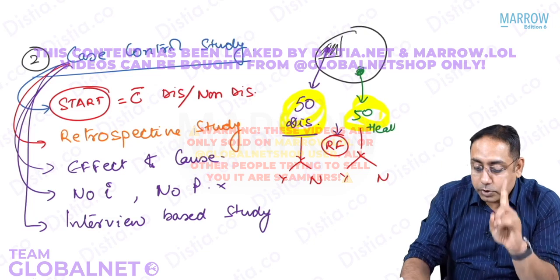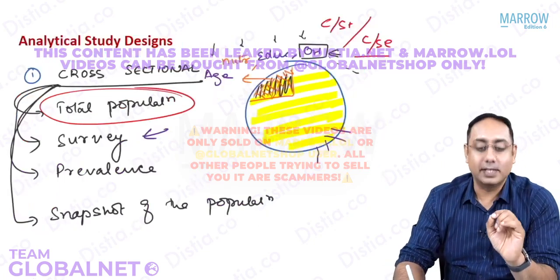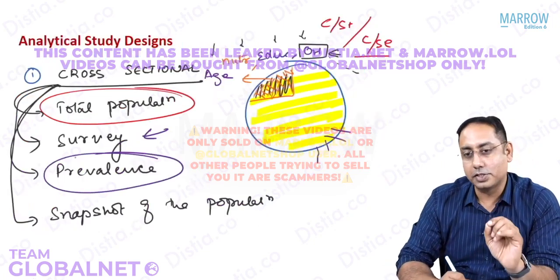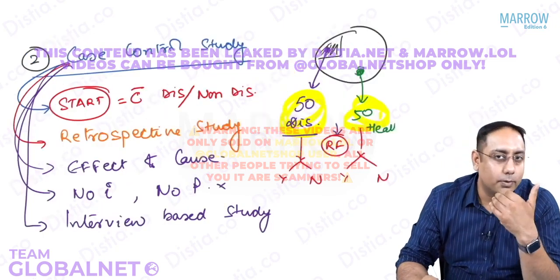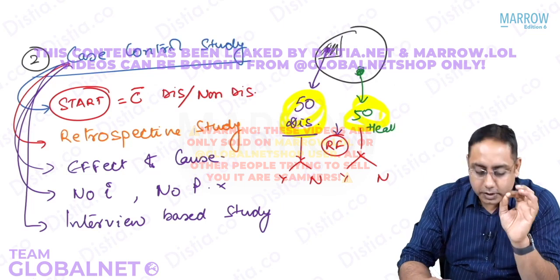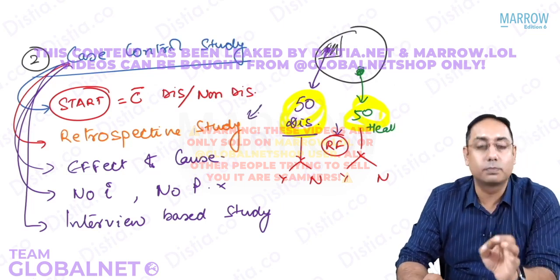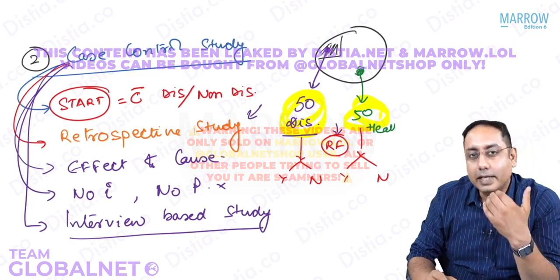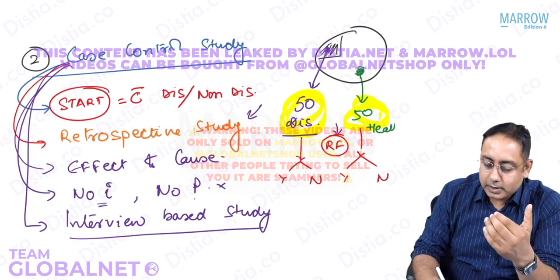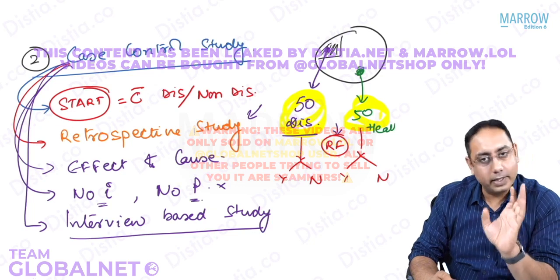Please note that no study will give you prevalence except the cross-section study. All studies are prospective or could be anything except case control, which is the only retrospective study. Please note, an interview-based study is a case control study. No incidence is found and no prevalence is found, right?